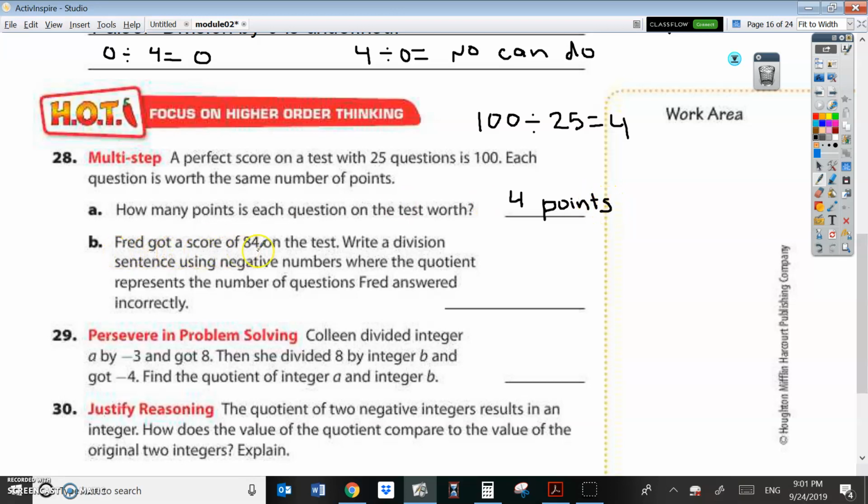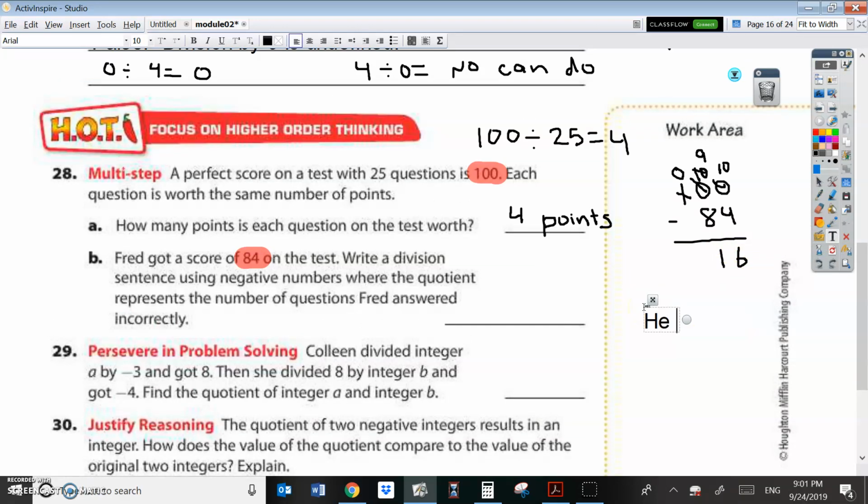So Fred got a score of 84 on the test. So if the test had 100 points and he got 84, then what did he miss? 100 minus 84. Okay, borrow from there. Make that a 10, make that a 9, and make that a 10. That's 6, 1. So he missed 16 points.